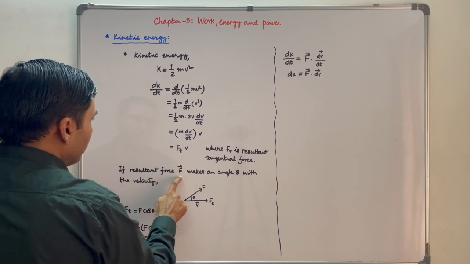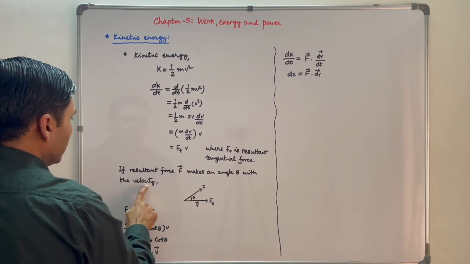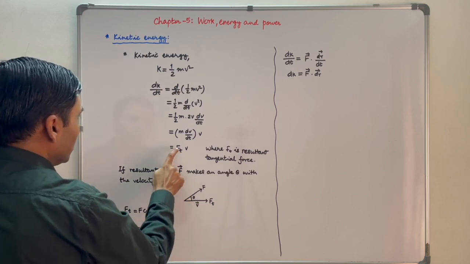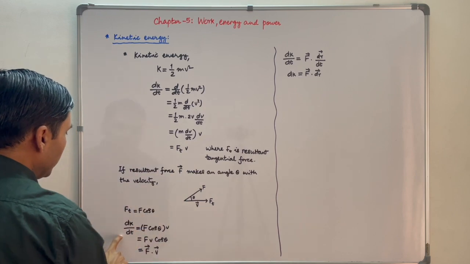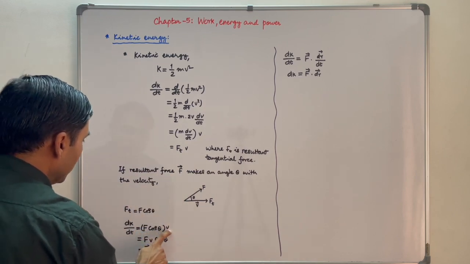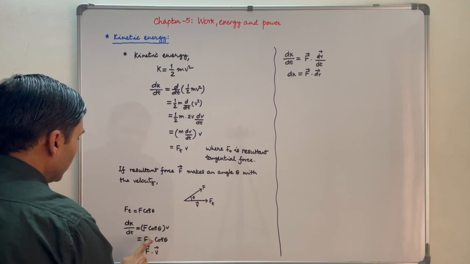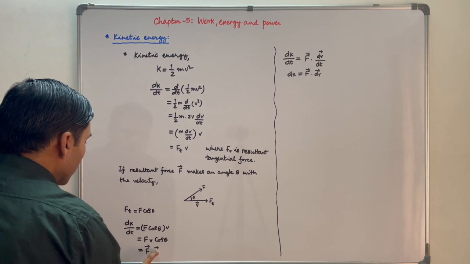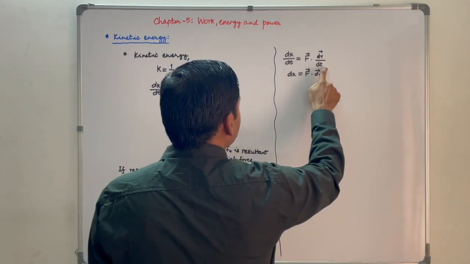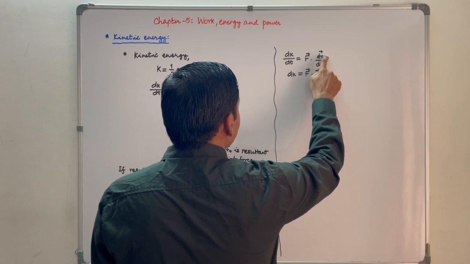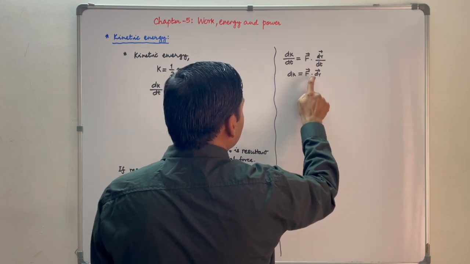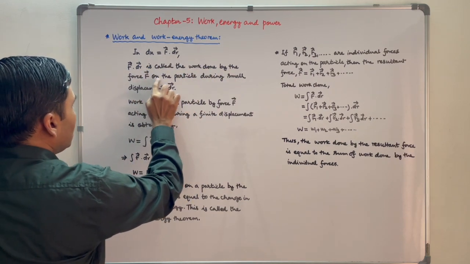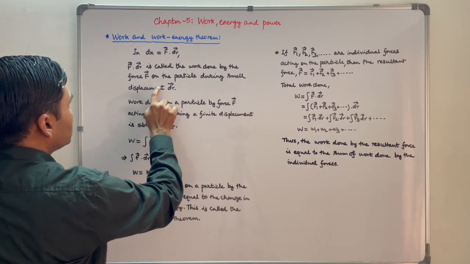Suppose the resultant force F makes an angle theta with the velocity. So Ft will be equal to F cos theta. So we can put F cos theta here. So dK/dt = F cos theta into v. That is Fv cos theta. We can write Fv cos theta as vector F dot vector v. Vector v can be written as dr/dt, where r is the displacement vector. So dK = F · dr. F · dr is called the work done by the force F on the particle during a small displacement dr.